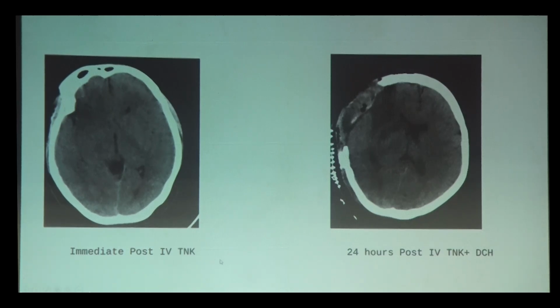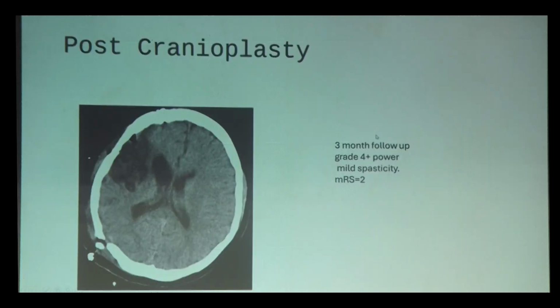Still, the patient developed edema post thrombolysis, and this is the 24-hour post IV TNK scan, and the patient underwent decompression. Now at 3 months she has already had a cranioplasty. The patient is mRS 2 now. She was actually mRS 4 at the time of discharge, and there was significant improvement. The power is 4+/5 in the left upper limb and lower limb with mild spasticity, and she is mRS 2. She is walking independently.